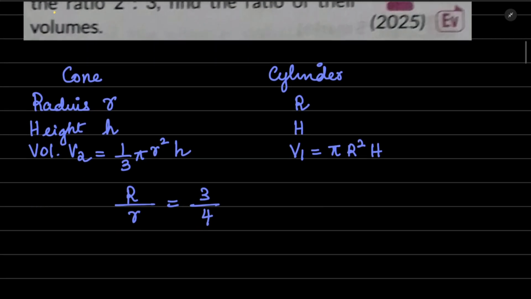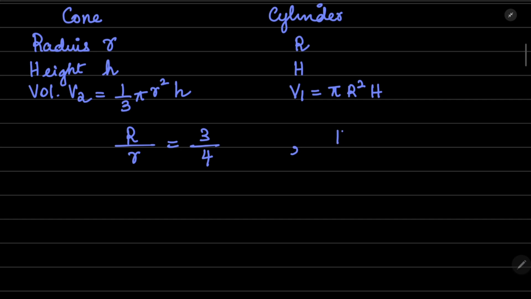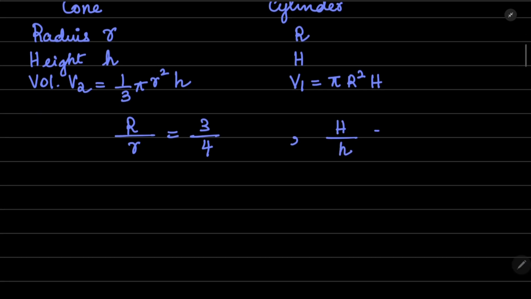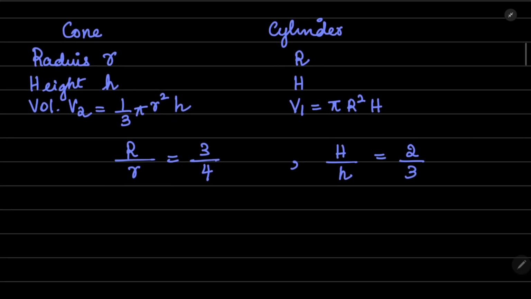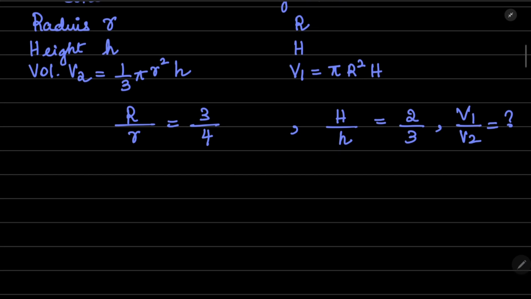And their heights are in the ratio. So you are also given capital H by small letter h, that is cylinder by cone, the ratio is nothing but 2 by 3. This is what is given in the question. Find the ratio of their volumes. That means you have to calculate V1 by V2. This is something which you have to calculate. Right? So let's substitute.